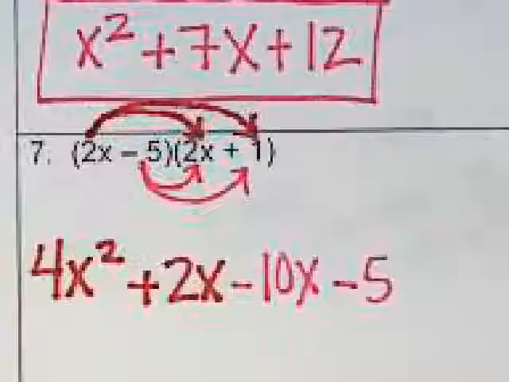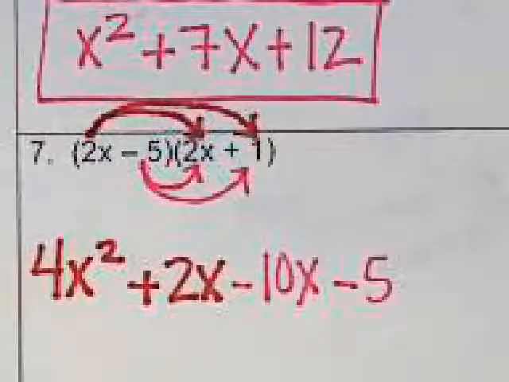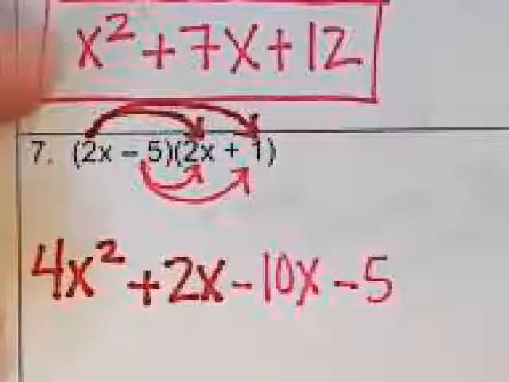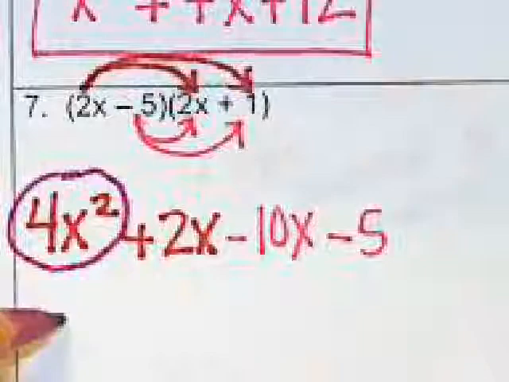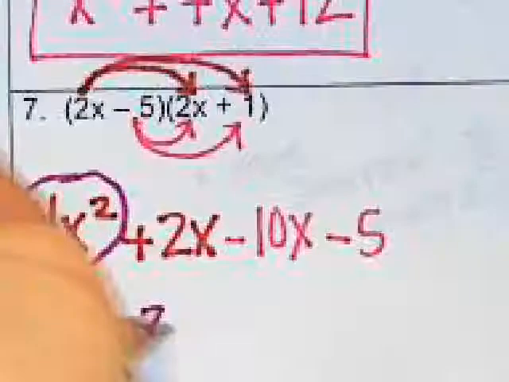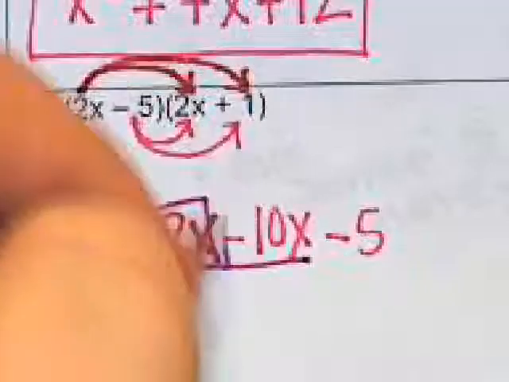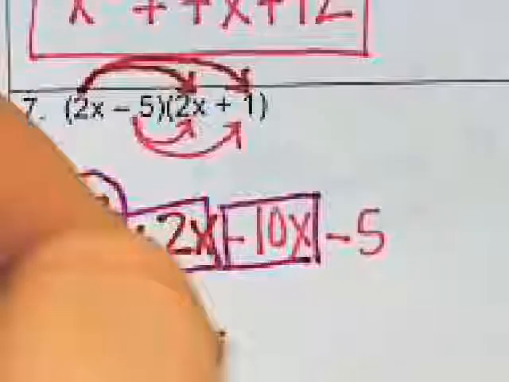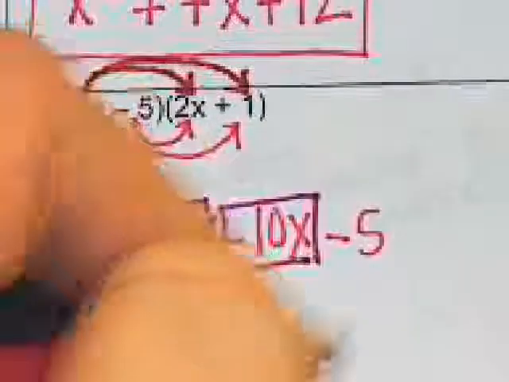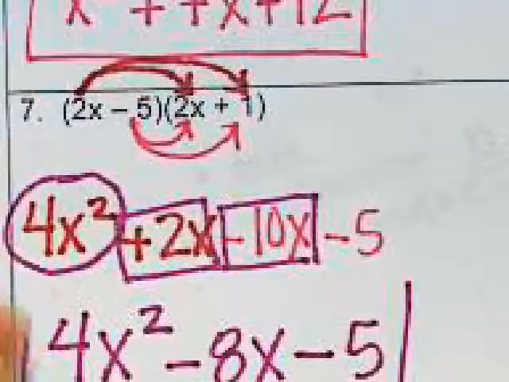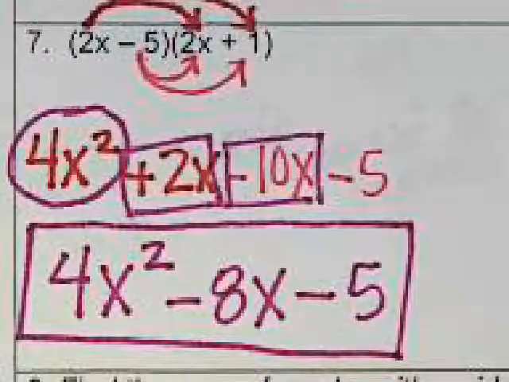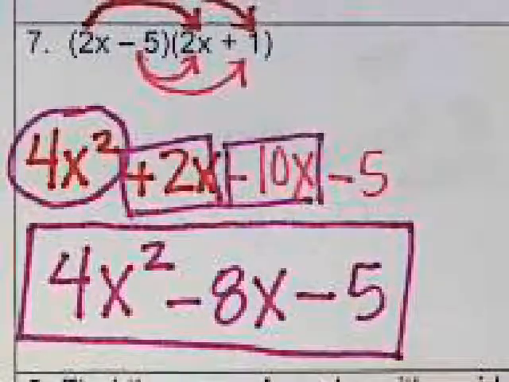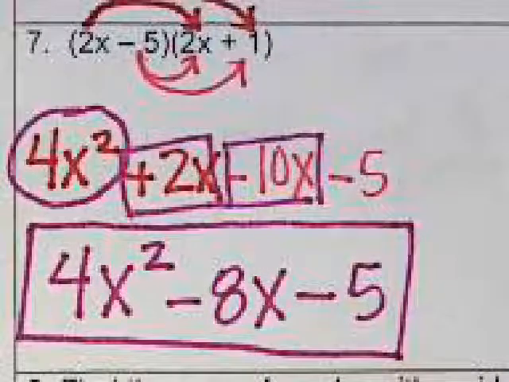Okay, double distributed. Now we combine like terms. Start with your highest exponent. 4x squared does not have a like term, so it gets brought down. Then 2x and negative 10x is negative 8x. Good. And then minus 5. Good. You guys are doing good.